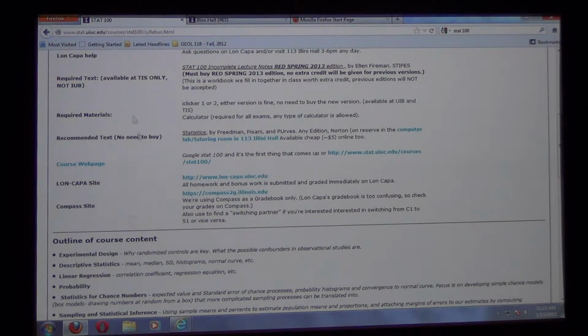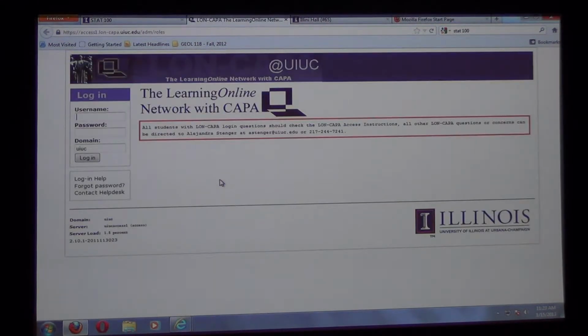And the homework is done where? It's done on Lon Kappa. How many people have used Lon Kappa before? Honestly, how many people don't like Lon Kappa? I don't either. But from your point of view, I'm going to try to make it nice. From my point of view, it's a nightmare. But from yours, how many do like Lon Kappa? I think that a lot of you are going to like it in this class, because I'm going to try to make it user-friendly. So let's just see what it looks like.